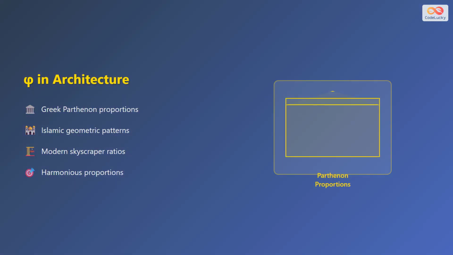The golden ratio is evident in architectural marvels around the globe. The proportions of the Greek Parthenon, Islamic geometric patterns, and even modern skyscrapers reflect this divine proportion. Its application in architecture results in aesthetically harmonious and pleasing structures. As seen in the image, the Parthenon embodies the golden ratio.